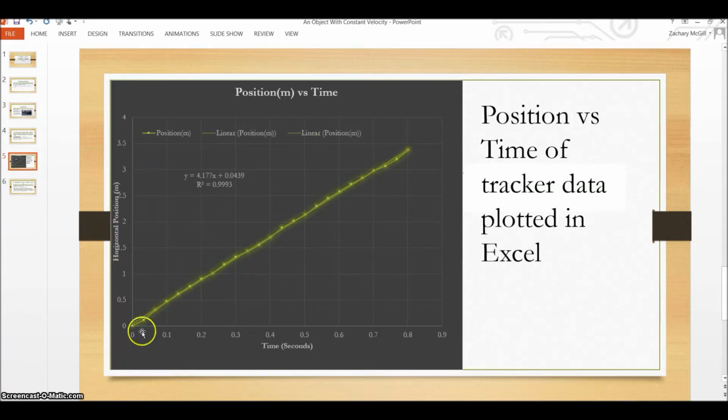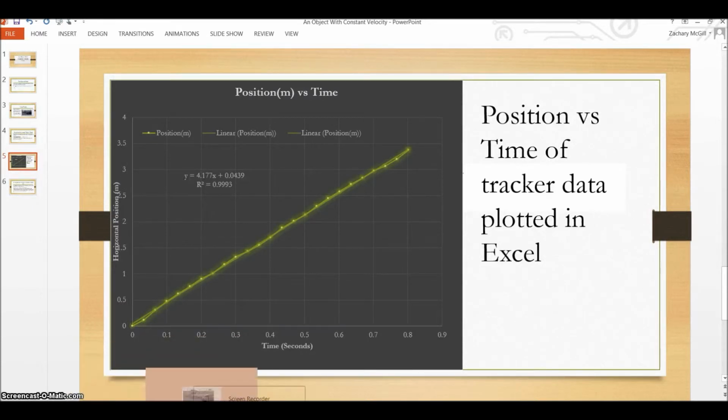Here we have a position versus time graph of the Tracker data. As you can see, it's fairly linear. There's a few discrepancies here and there between points, but in general, it's very linear, as shown by our linear regression R-squared value of 0.993, and this indicates that the car is moving at a constant velocity because there's a strong correlation between the time passed and the horizontal position.